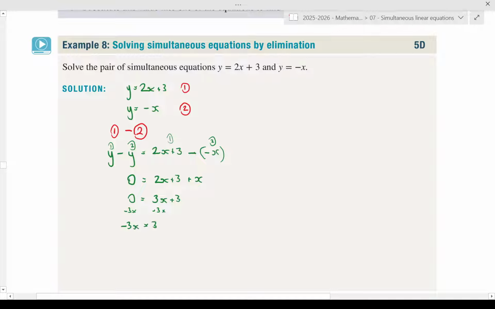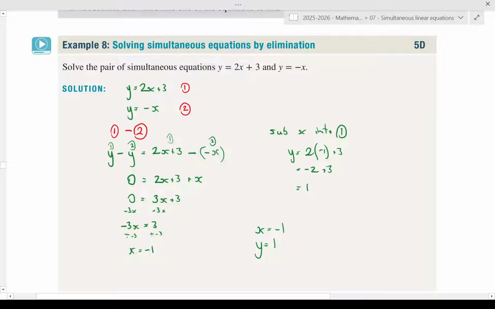And then I want to get x on its own. So I'm going to divide by minus 3 on both sides. And I end up with x equals minus 1, which is exactly the same as what we got on the previous one, which is what we expect. Last step, we're going to sub x into, once again, equation 1, and we go y equals 2 times minus 1 plus 3, which gives us minus 2 plus 3, which gives us 1. So we end up with x equals minus 1, y equals 1.